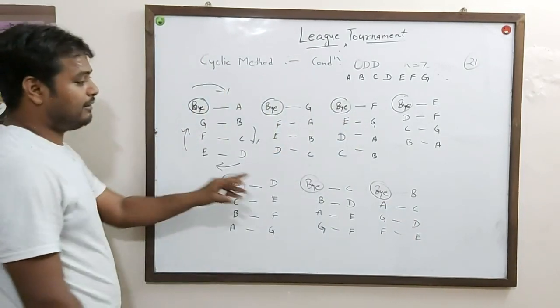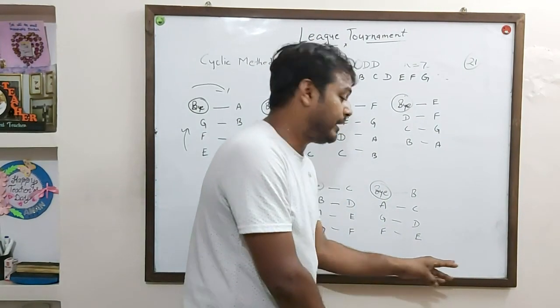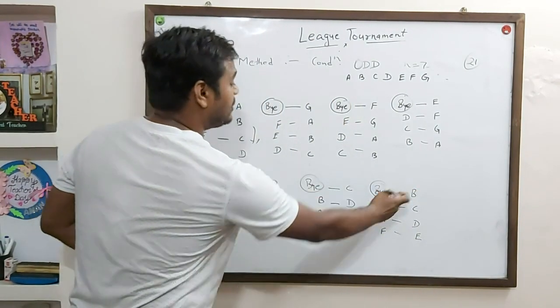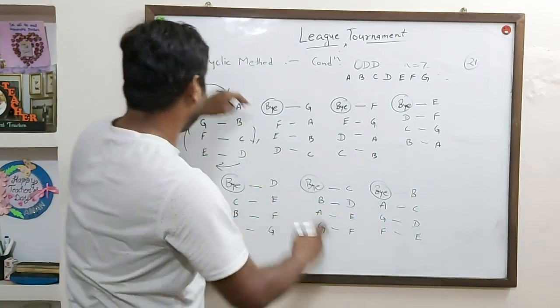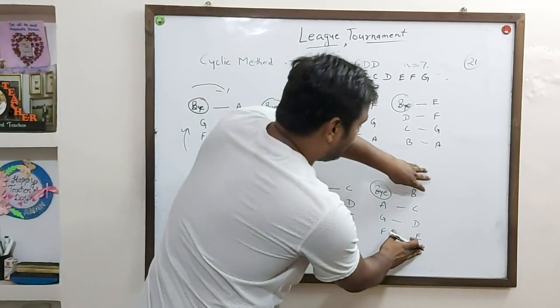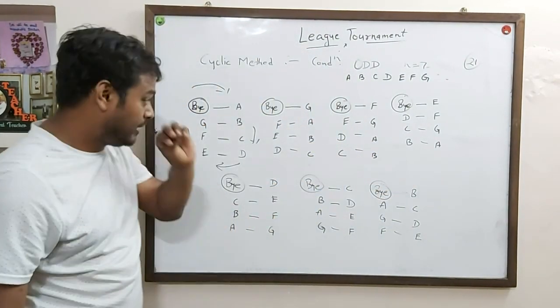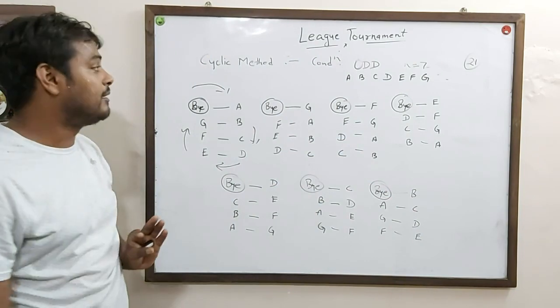Now you can see the situation again. If we conduct one more round, then in place of B, which team will come? Team A will come. Then the first round situation will come again. It means we have to stop our fixture at this place only. Now our fixture is complete.